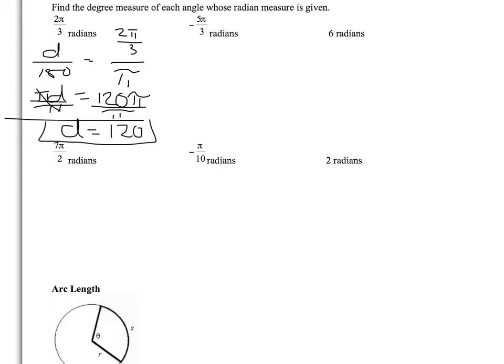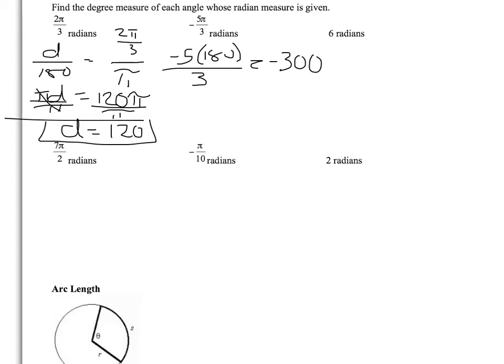Now you're probably wondering, isn't there a shortcut for this way as well? There is. However, your problem has to have pi in it in order to use the shortcut. So the second one does have a pi in it. This is our shortcut we can use. You replace the pi with 180. So negative 5 times 180 divided by 3 gives you negative 300.